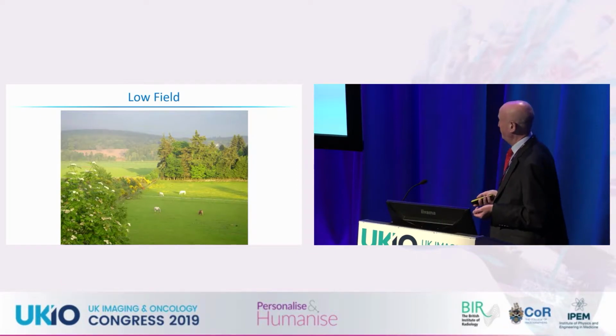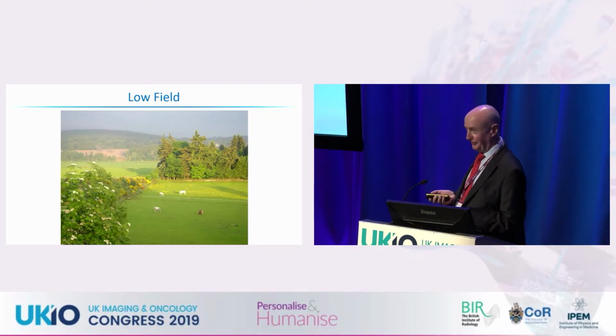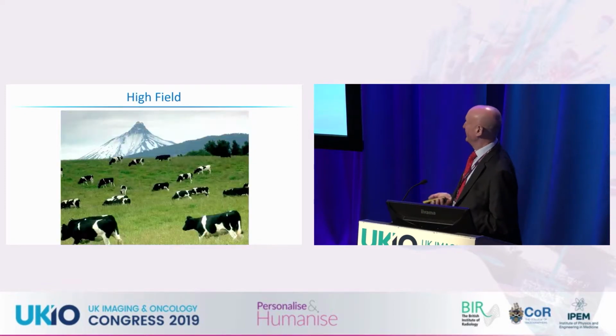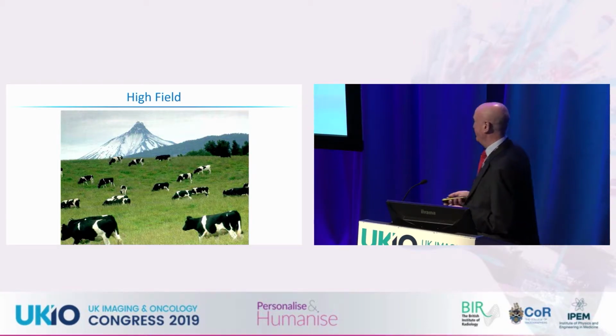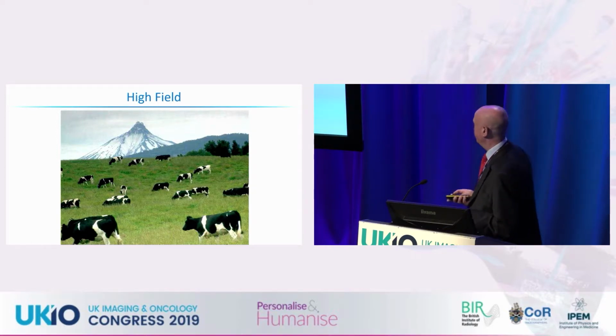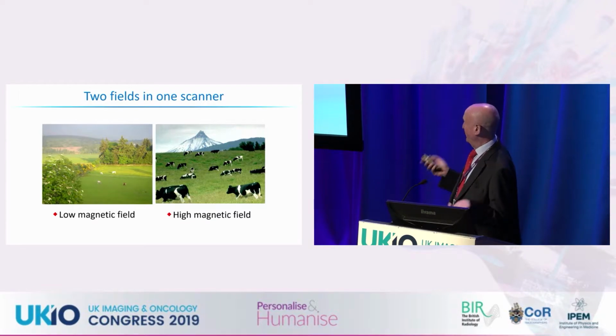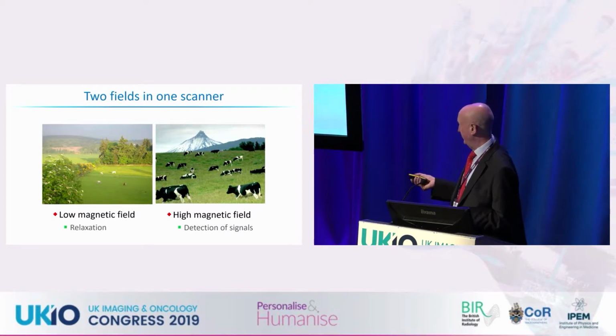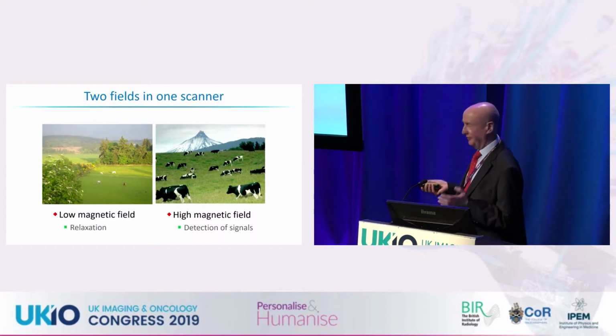So just to reinforce this, we have part of the experiment at low field. That's a low field. And part of the experiment at high field. There's a high field because there are mountains in the background. For any MRI aficionados in the audience, you can also tell it's a high field because of the polarization of the cows. They're all pointing in the same direction. So we have 2 fields in one scanner, in other words. So at low field, we have the relaxation taking place, and at high field, that's when we do the detection of the signals and application of the field gradients.